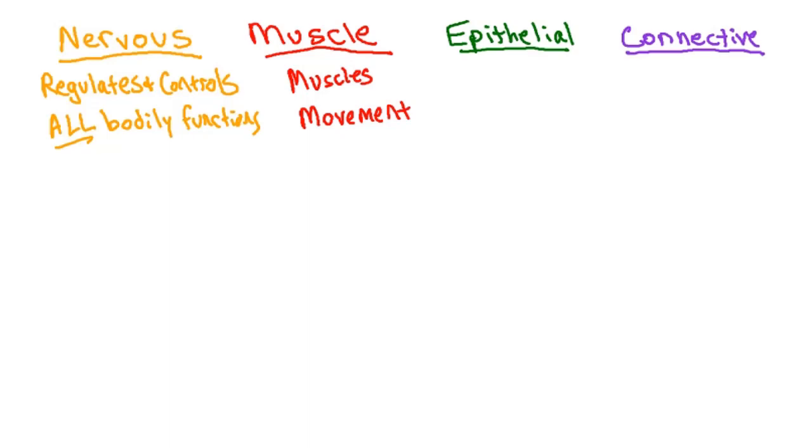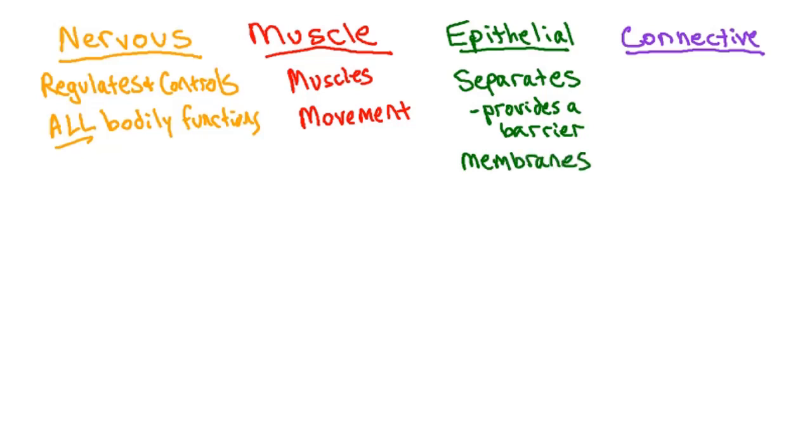Now, epithelial tissue, it separates everything out. It provides a barrier. So you can tell the difference between your heart and your lungs. So your stomach doesn't end up in your intestines. It is a membrane. It creates membranes. And it lines just all of the stuff in your body. And it also protects a little bit. And we'll get more into all of this in detail.